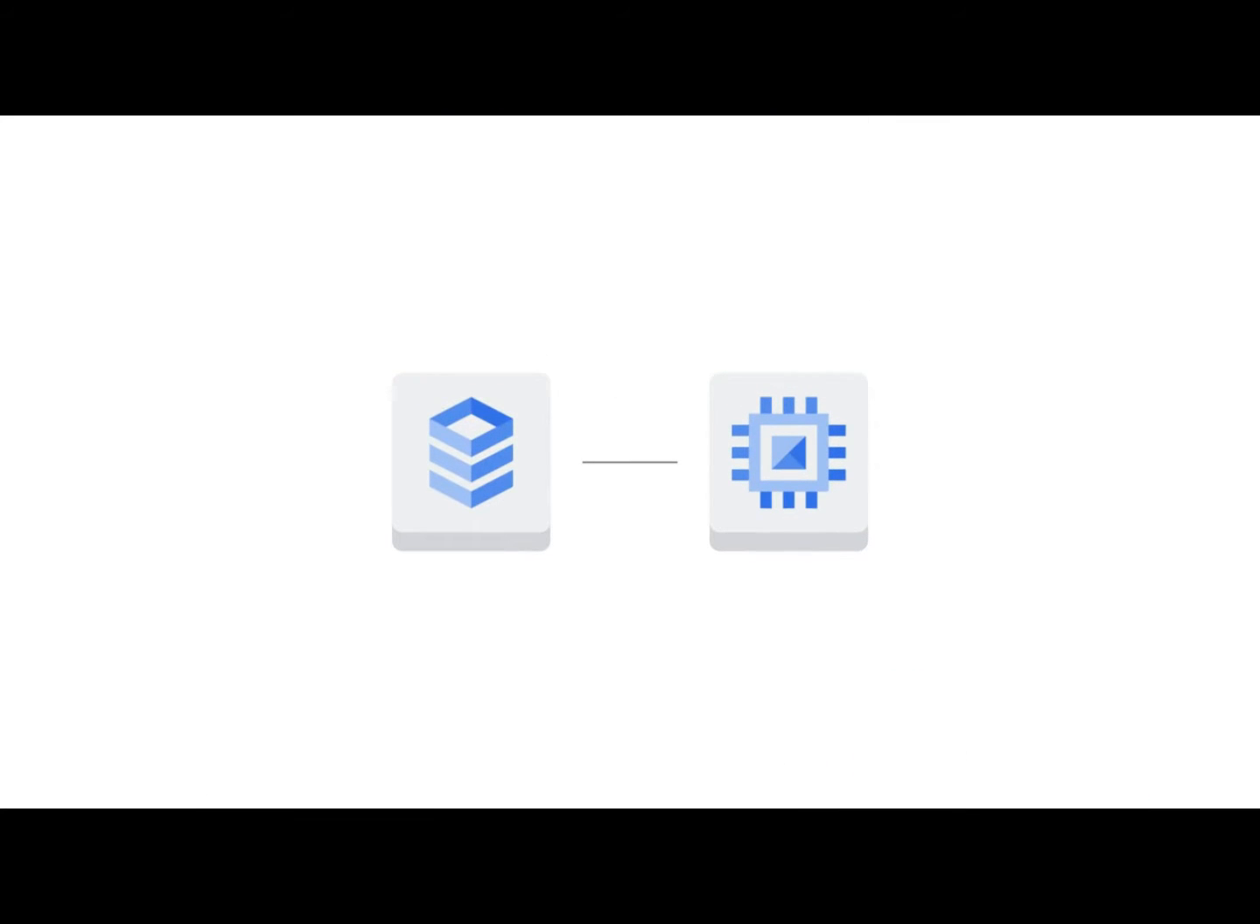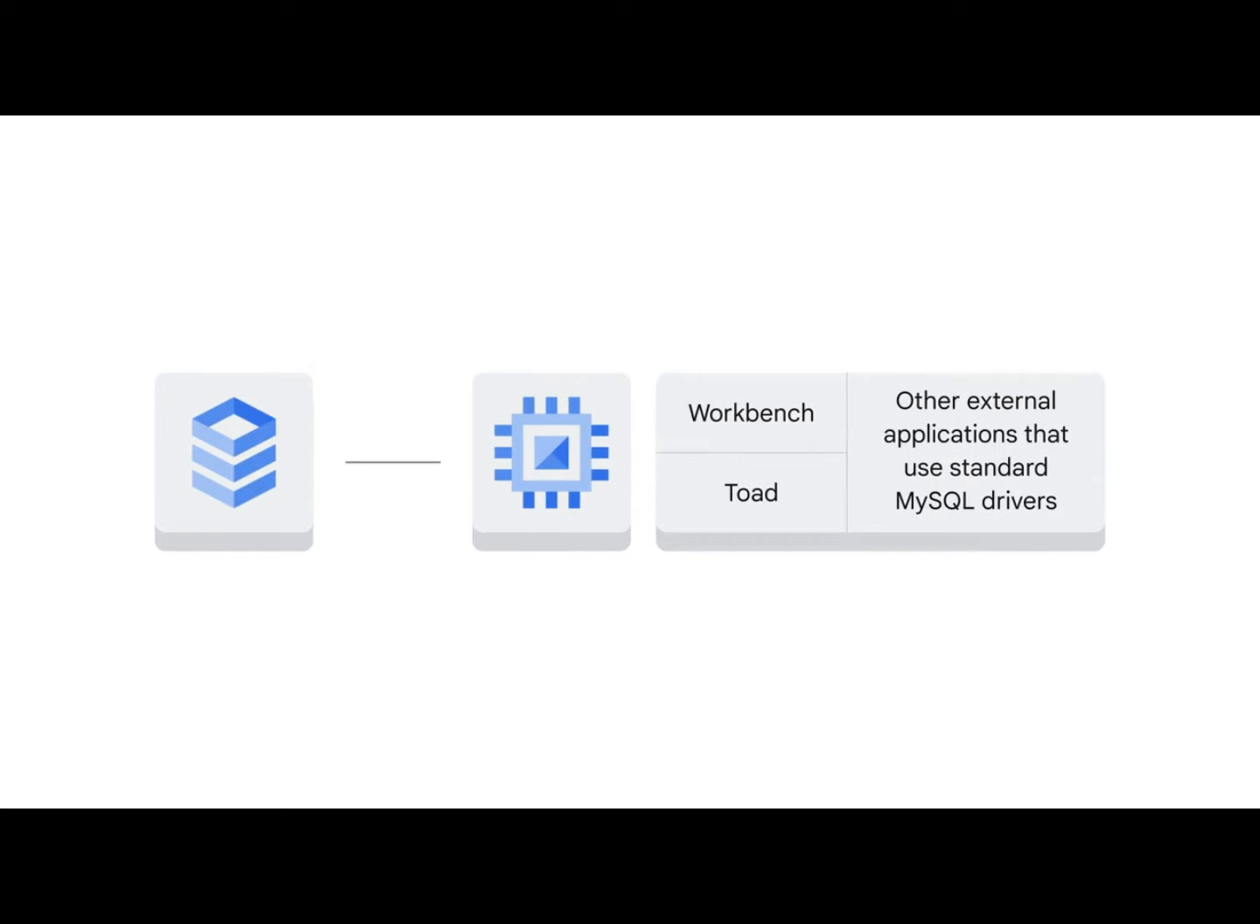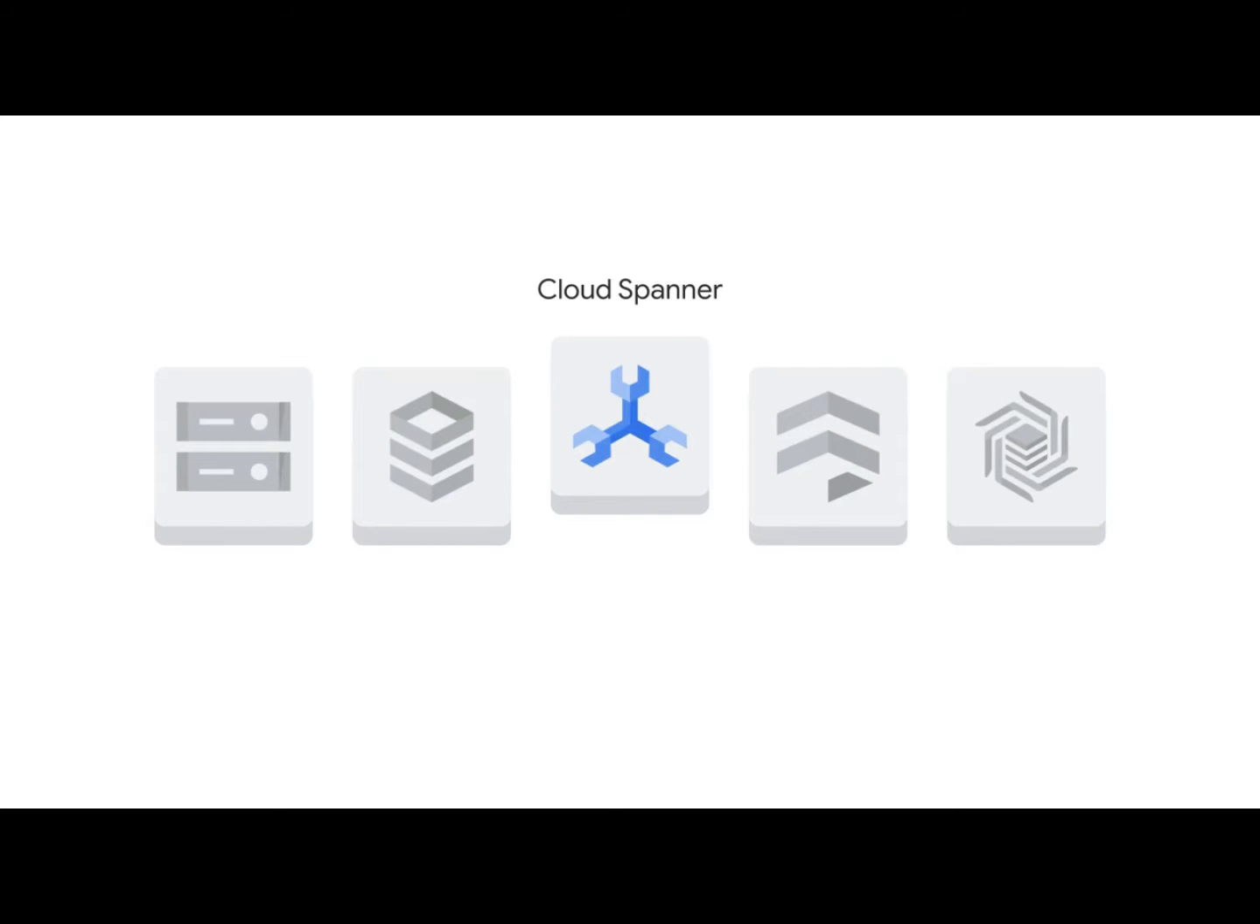Compute Engine instances can be authorized to access Cloud SQL instances, and you can configure the Cloud SQL instance to be in the same zone as your virtual machine. Cloud SQL also supports other applications and tools that you might use, like SQL Workbench, Toad, and other external applications using standard MySQL drivers. The third core storage option offered by Google Cloud is Cloud Spanner.